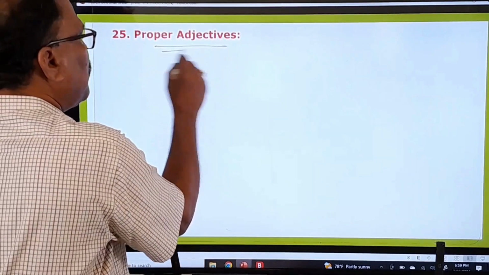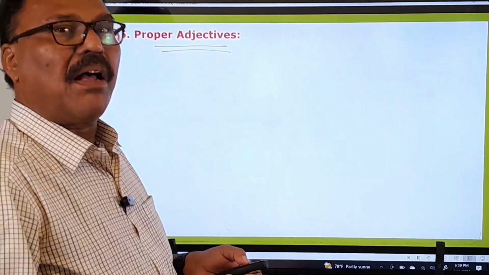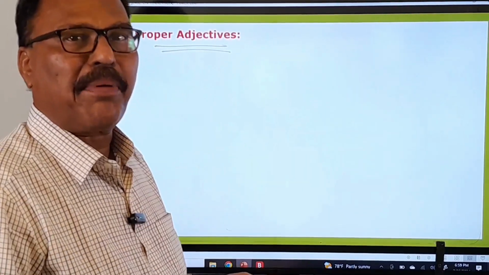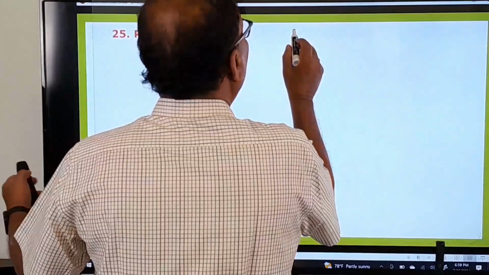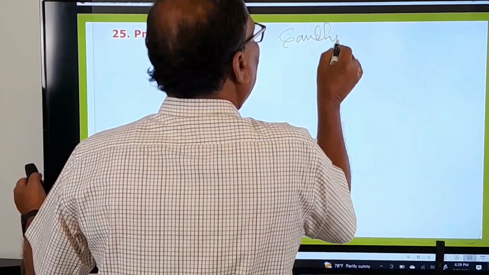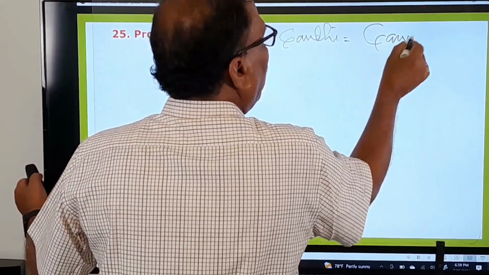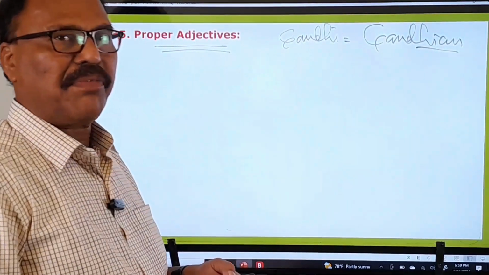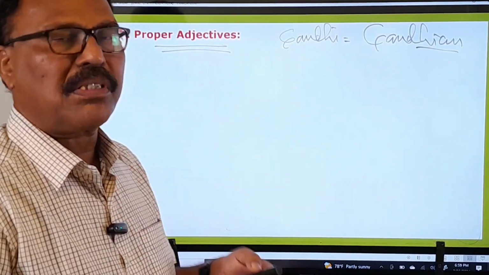And proper adjectives are there. What are the proper adjectives? The adjectives derived from the proper nouns are called proper adjectives. You know very well, Gandhi is a proper noun. So from that, you find an adjective. That's Gandhian philosophy, Gandhian principles, something like that.